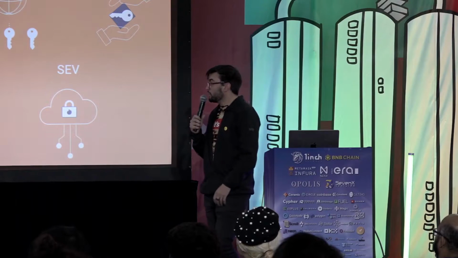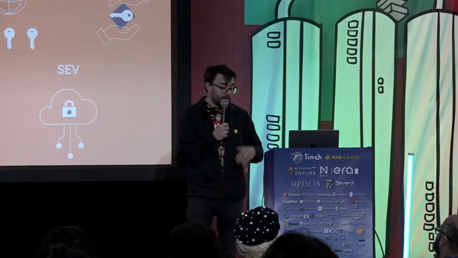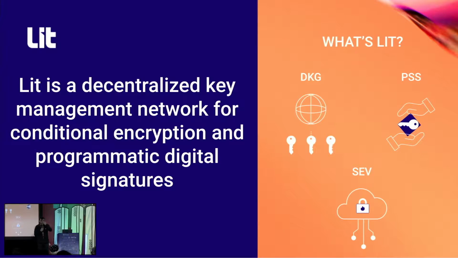So let's talk about what LIT is. As you can see, a decentralized key management network for conditional encryption and digital signatures. And so there's a couple components that make it up, as you can see with these initialisms on the page, and we'll go through each of those. The first one is a DKG. That is a distributed key generation.